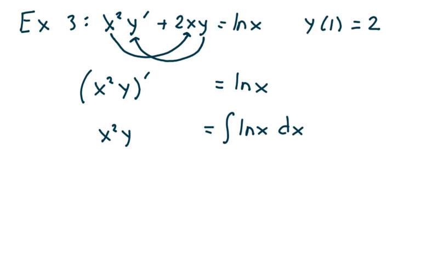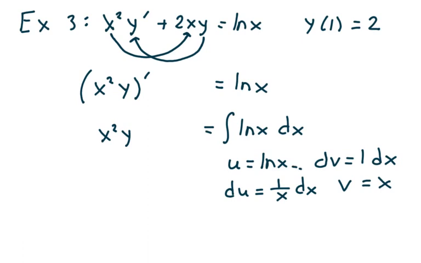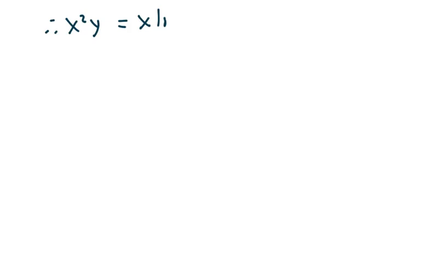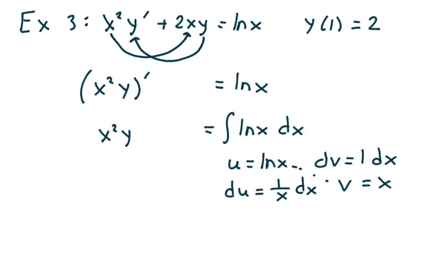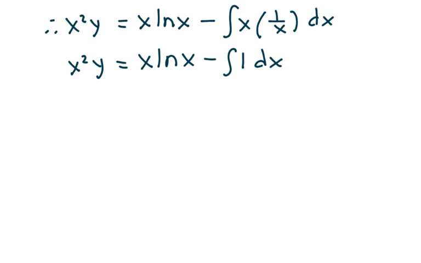And so this is classic integration by parts. So I'm going to let u be natural log of x. dv is 1 dx. So du is 1 over x dx. And v is equal to x. So therefore, x squared y is equal to uv, which is x ln x, minus the integral of v du, which is x times 1 over x dx. So x squared y is x natural log of x minus the integral of 1 dx. So x squared y is x times natural log of x minus x plus c.